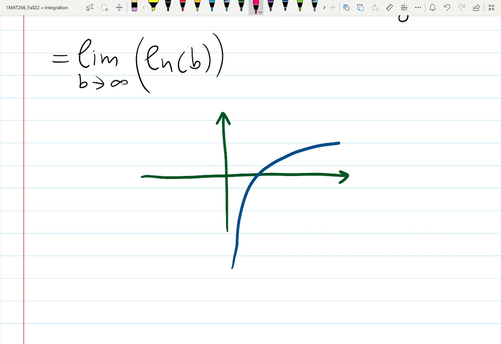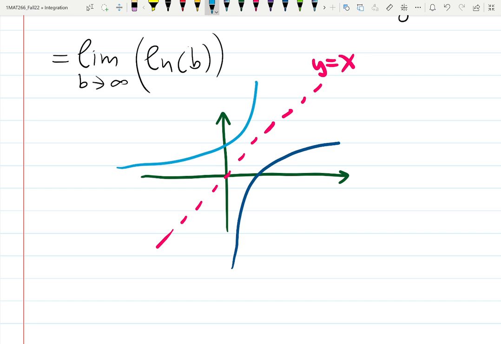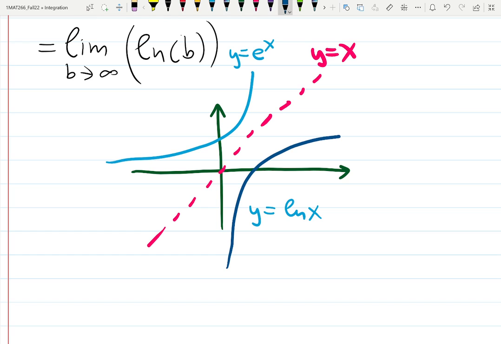It's actually the inverse of e to the x. And the inverse is created by using this y equals x line as a mirror. So y equals e to the x, y equals ln x. Well, it's actually log. This is how it looks like. Inverse functions. So logarithmic functions, even though it looks pretty sad, actually keep growing.